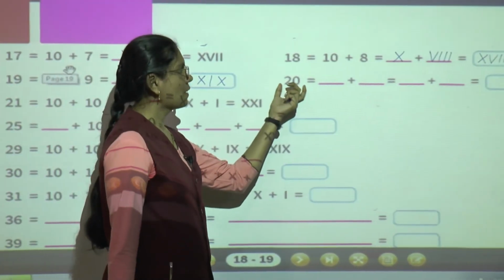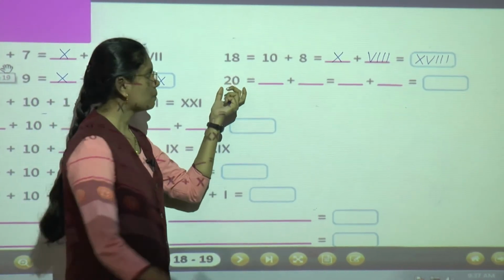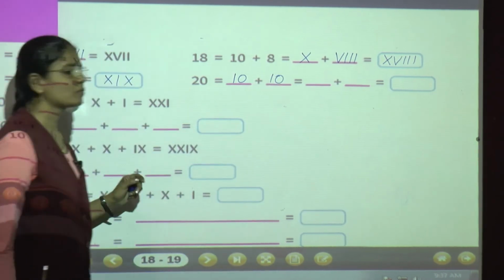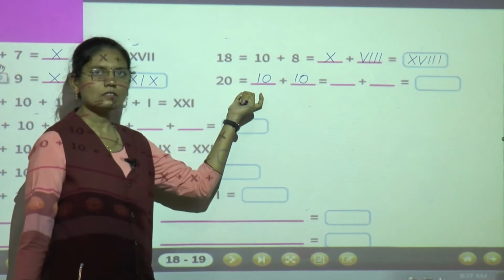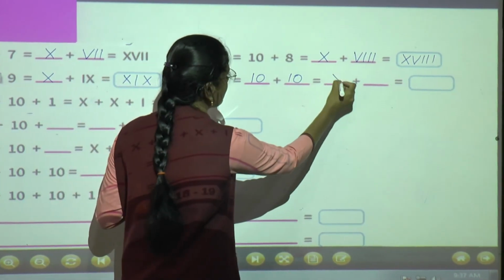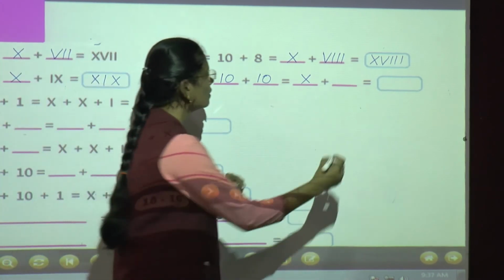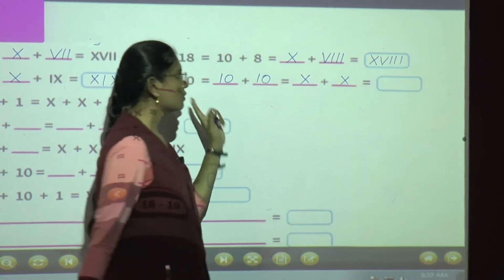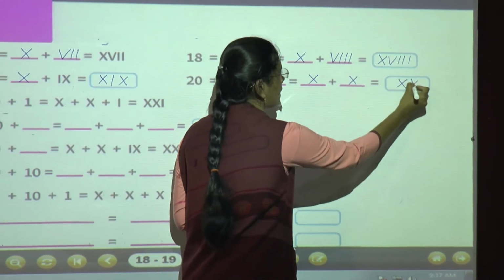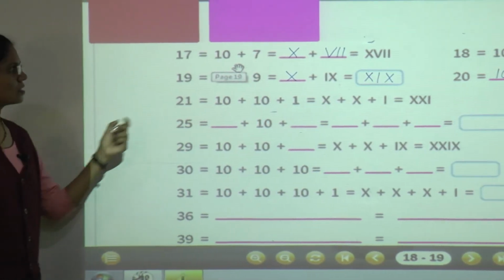Now the number is 20. Then what will you do? Yes, 20 means 10 plus 10. We will split up the number in this way. For 10, which letter are we using? For 10, X. Again one more time 10 is there, so again X will come. So 20 means what? Double X. X plus X means double X. Isn't it?